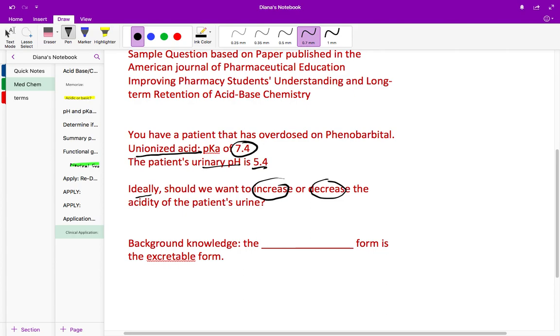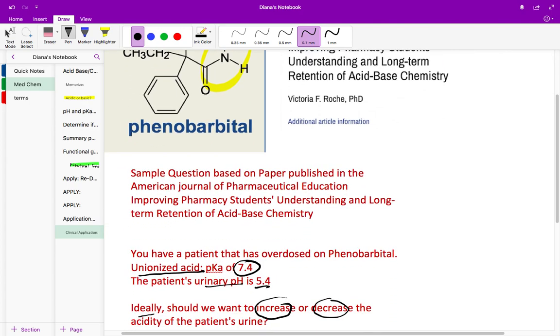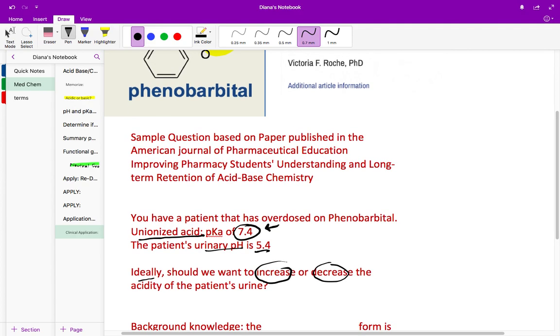So in the last video, we did talk about how we see two main functional groups here, two amides, pKa is around 8 to 10, but we see here that the exact pKa of phenobarbital is actually 7.4, and the patient's urinary pH is 5.4. So we want to know, is it a better idea to increase or decrease the acidity of the patient's urine?